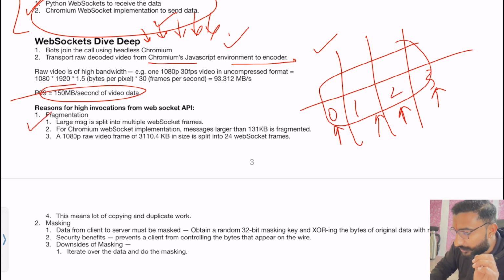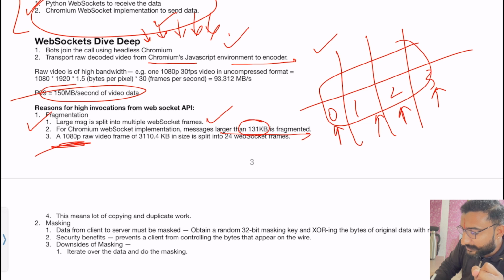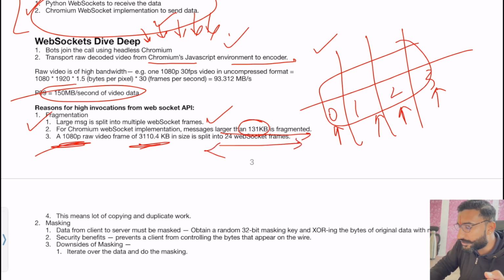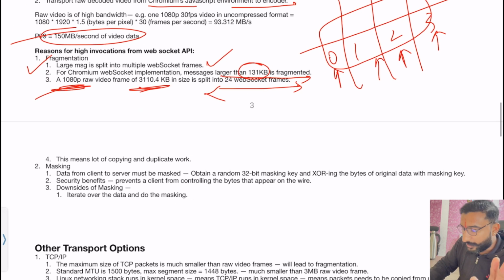Now fragmentation: large messages are split into WebSocket frames. In the Chromium WebSocket implementation, messages larger than 131 KB are fragmented. So let's say a 180p raw video frame, a single video frame is approximately 3 MB, so it will be split into 24 WebSocket frames. And this means a lot of copying and duplicate work.